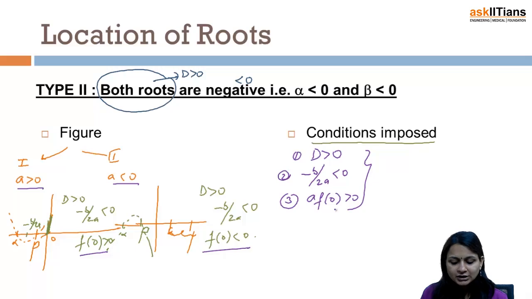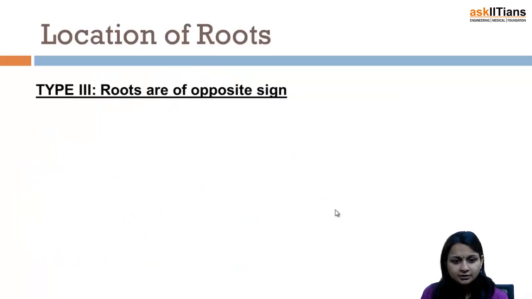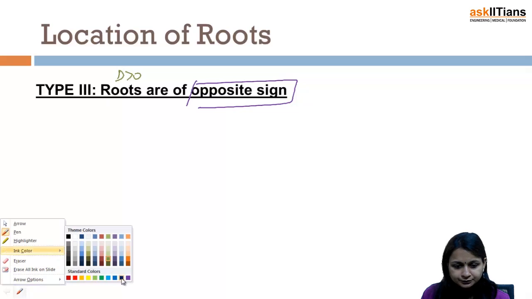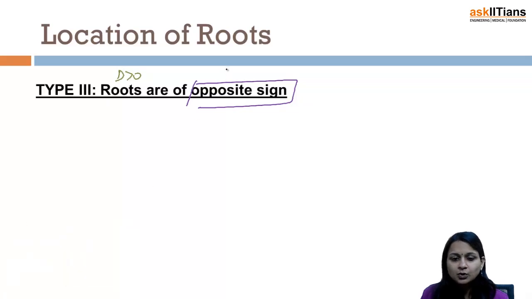Okay. Let's move to type 3. Roots are of opposite sign. Now let me understand this question first of all. It says that roots, so roots means discriminant D is greater than 0 always, are of opposite sign. So, opposite sign means one root will be greater than 0 and the other root will be less than 0.